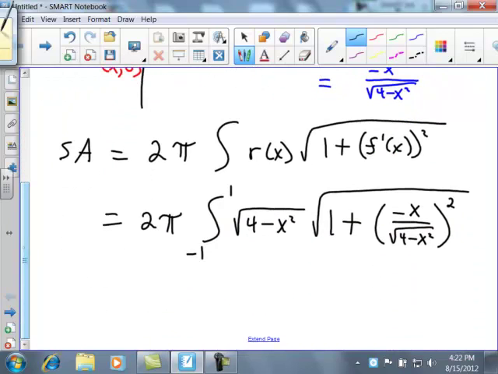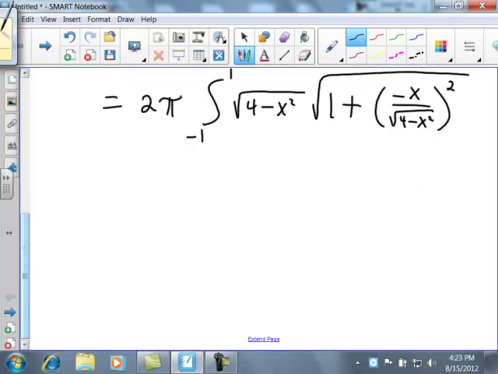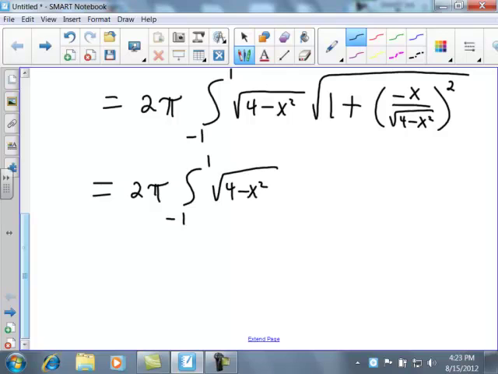And the other reason is the algebra sometimes can be a little tricky down through here, so that's the other reason why I want to do this example. Alright, so this is going to be 2 pi times the integral from -1 to 1 of the square root of 4 minus x squared times the square root of 1 plus, and then if I square this, this is going to be x squared over 4 minus x squared.